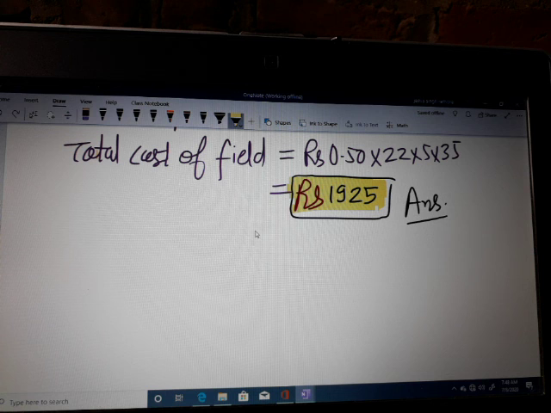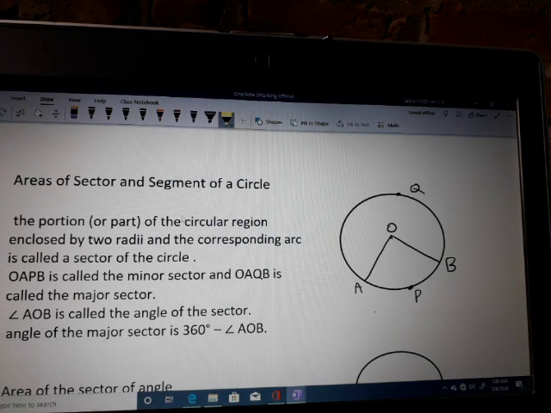Next question. The next very important part of this chapter is the area of the sectors and segments of the circle. I will explain this in detail so you can understand. What is the area of a sector? First you have to understand what a sector is. A sector is the portion or part of the circular region which is enclosed by two radii and the corresponding arc. What is the meaning of this? I want to explain this.